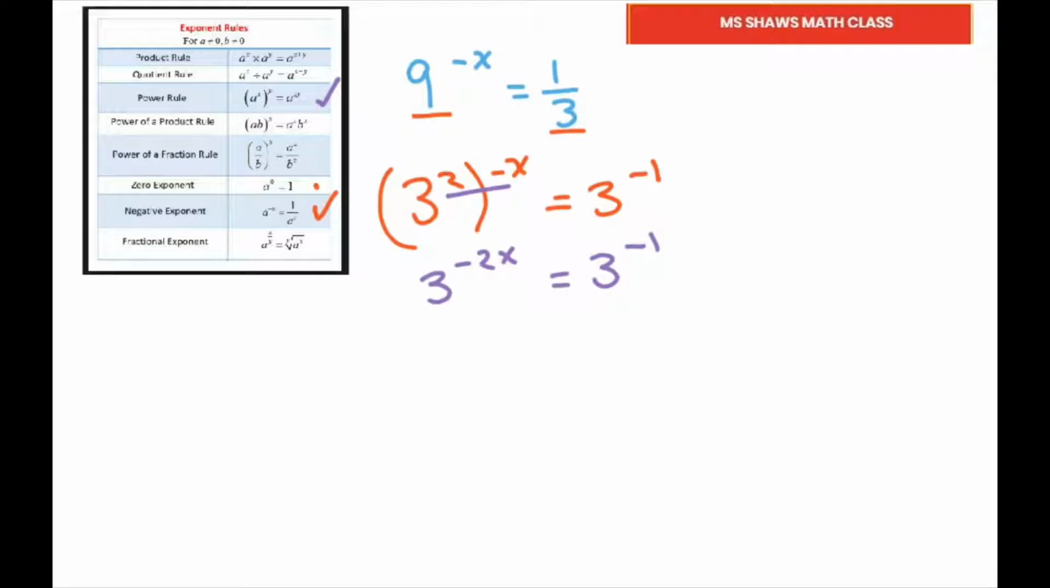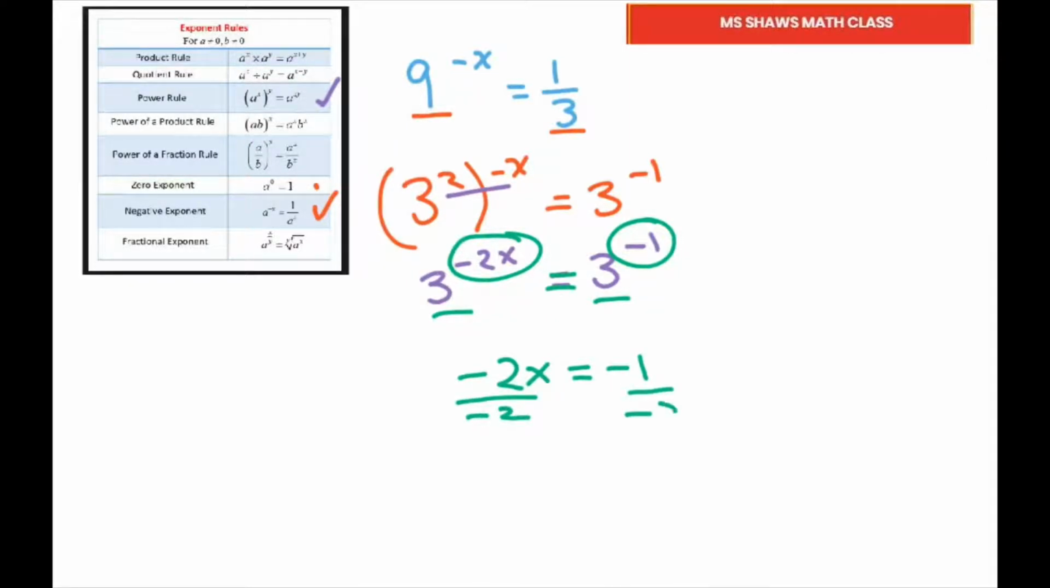All right. Now, my 3's match. 3 equals 3, but we have to deal with the exponents. So let's set those equal to each other. Divide both sides by negative 2, and you get x equals 1/2. So your solution set is 1/2.